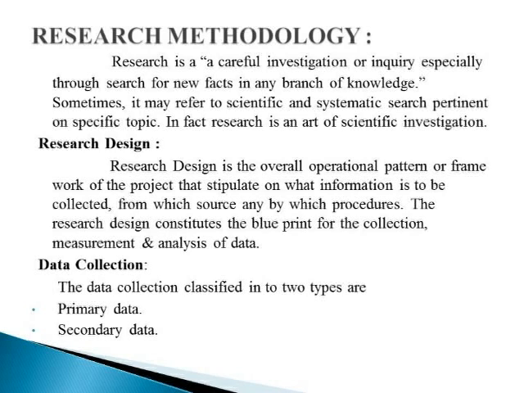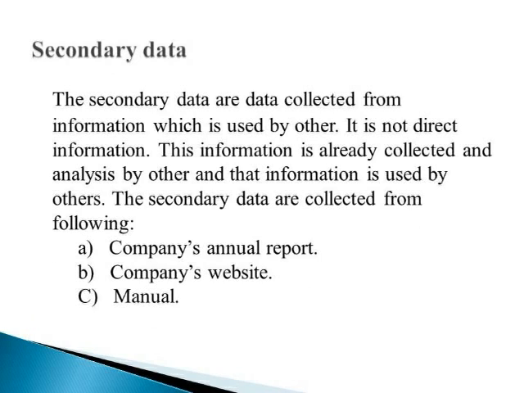Data collection. The data collection is classified into two types: primary data and secondary data. Secondary data. The secondary data are data collected from information which is used by others. It is not direct information. This information is already collected and analyzed by others. The secondary data are collected from the following: company's annual report, company's website, and manual.